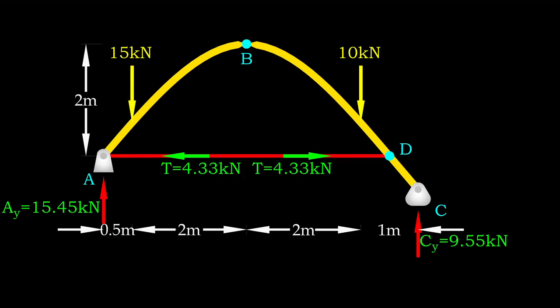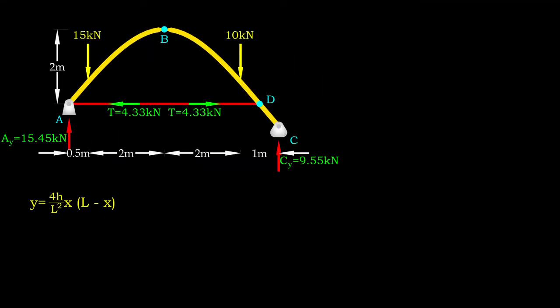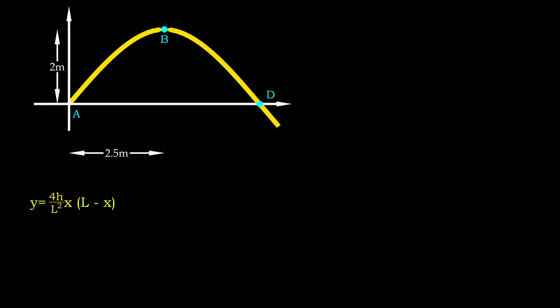Now let's extend our scope to determine the internal forces. First of all, we need a function describing the geometry of the arc. Assuming this is a parabolic arc, its curve function involves the height and base length of the parabola. Let us draw a horizontal line at point A. The arc is now a parabola intersecting the horizontal axis at the 0 and 5 meter marks.